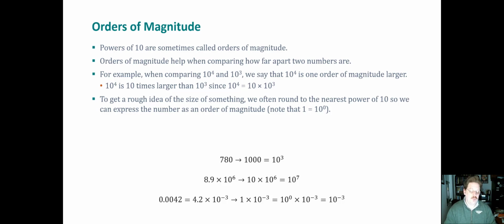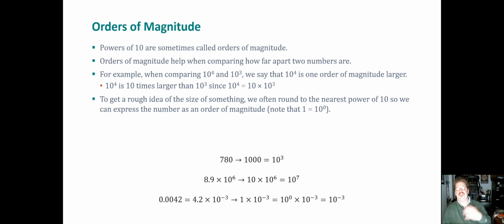Powers of 10, another way of thinking of orders of magnitude, is powers of 10. For example, let's compare two values: 10 to the 4 and 10 to the 3. 10 to the 4 is 10 times larger than 10 to the 3, meaning that 10 to the 4th is 1 order of magnitude larger than 10 to the 3rd. If you were to compare 10 to the 4th to 10 to the 2nd, 10 to the 4th is now 100 times larger, or 2 orders of magnitude larger.